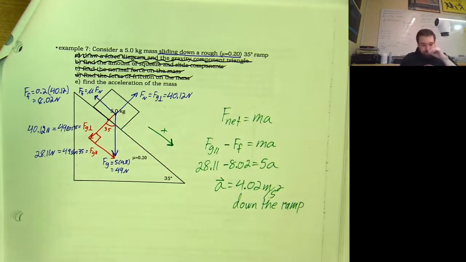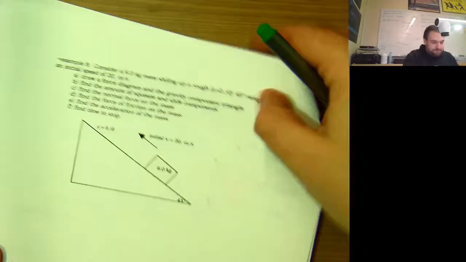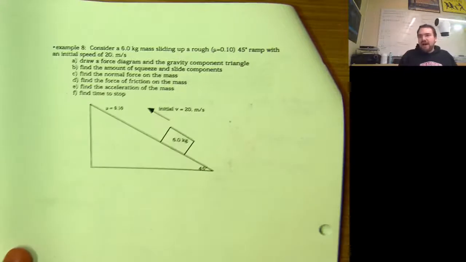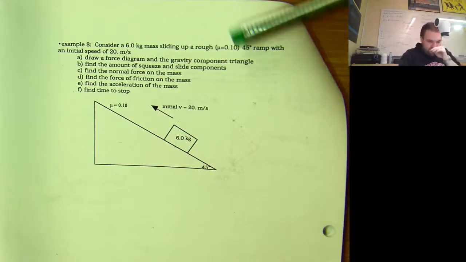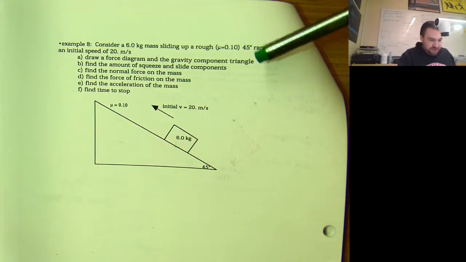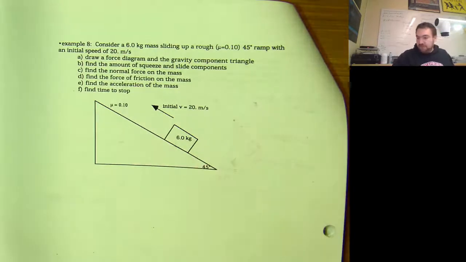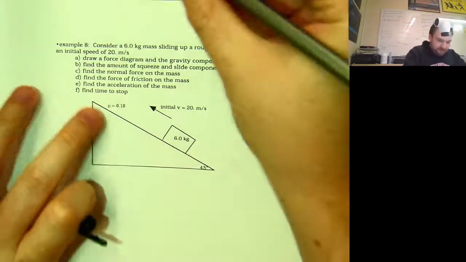We're done. Okay. I think this is relatively straightforward. This shouldn't be overly difficult. There is one more example I'm going to show you, but I'm not going to do it. It's going to be part of your homework. It's this one here. We've got a 6 kilogram mass sliding up a rough 45-degree ramp with an initial speed of this. This is how you'll be asked the question.